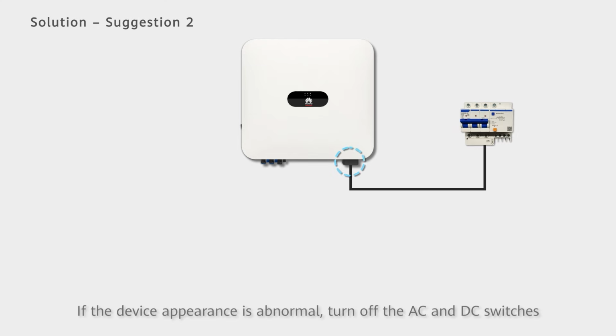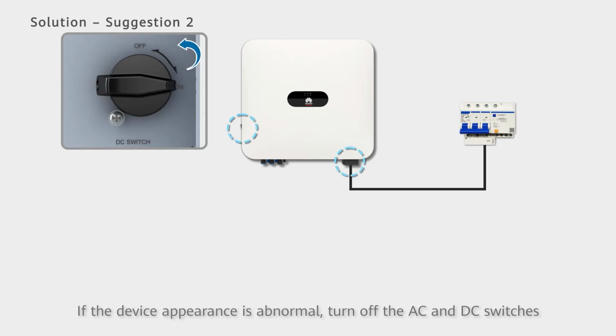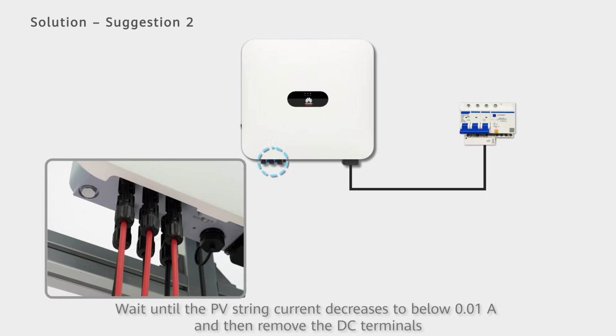If the device appearance is abnormal, turn off the AC and DC switches. Wait until the PV string current decreases to below 0.01 amperes, and then remove the DC terminals.